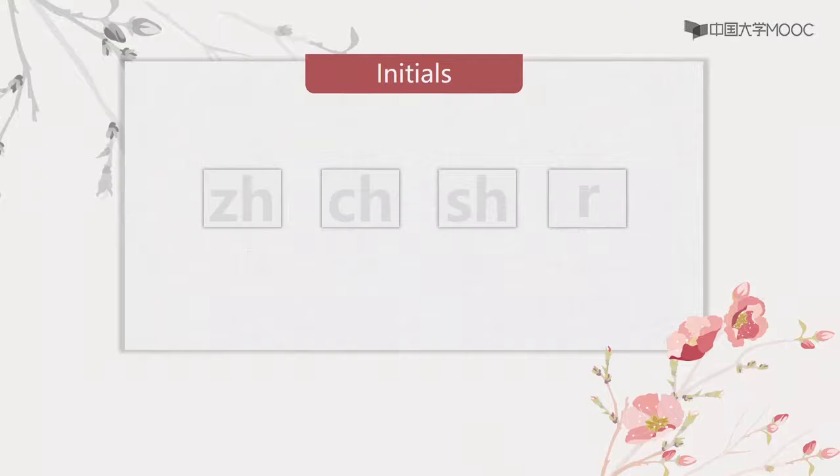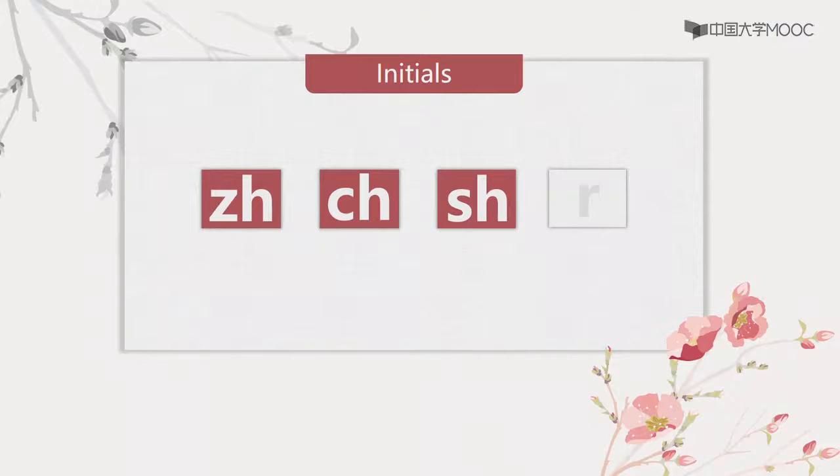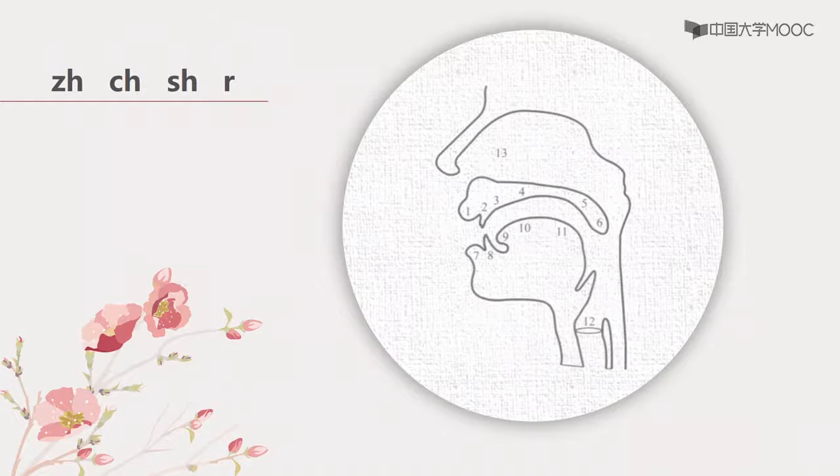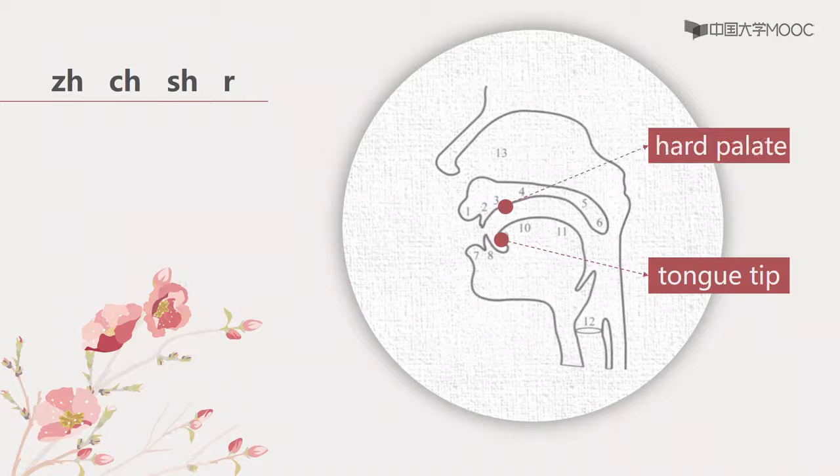How many initials do we still have to cover? Good question. We only have 7 initials left to learn, but they're quite difficult. Well, I love a challenge, so bring it on. First, let's see zhi, chi, shi, ri. You use the raised tongue tip and the front part of the hard palate together to pronounce them.